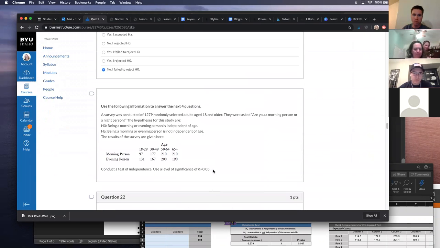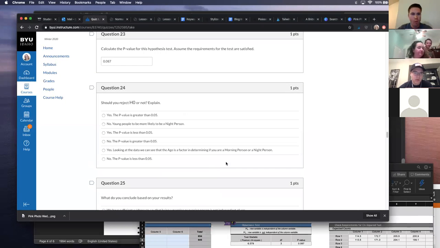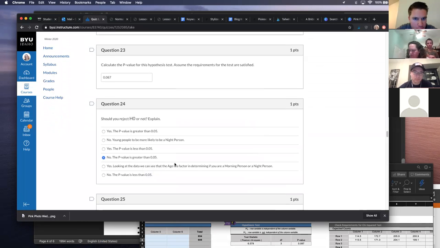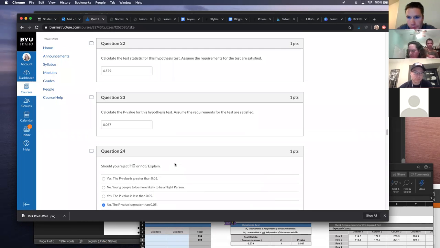So, for 24, you reject because p value is less than 0.05. Oh no, it's greater. Duh. Oh my gosh. Wow, wow, wow. Well, let's see. We failed to reject. So it's no, the p-value is greater than 0.05? Mm-hmm. So if you play... What was 22? Sorry, I stepped out. Sorry. Two questions.